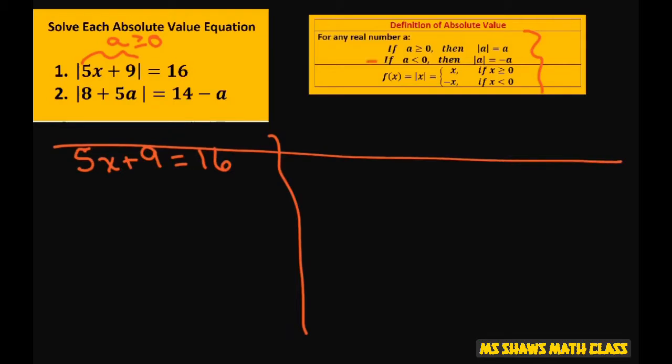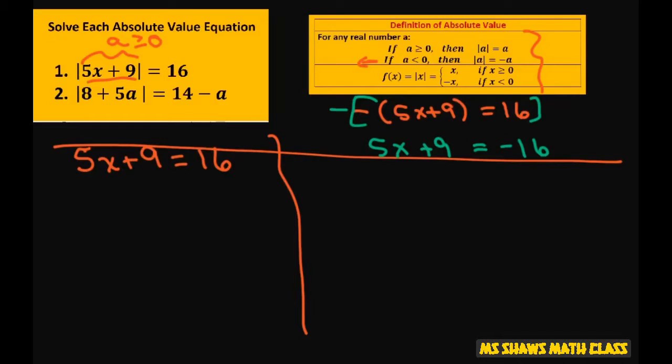For the second one, my A is negative, so this would be negative (5x plus 9) equals 16. I can rewrite that if I negate everything and get 5x plus 9 equals negative 16, which makes it easier to solve. So once you have that, you just solve each side of the equation and then we check.